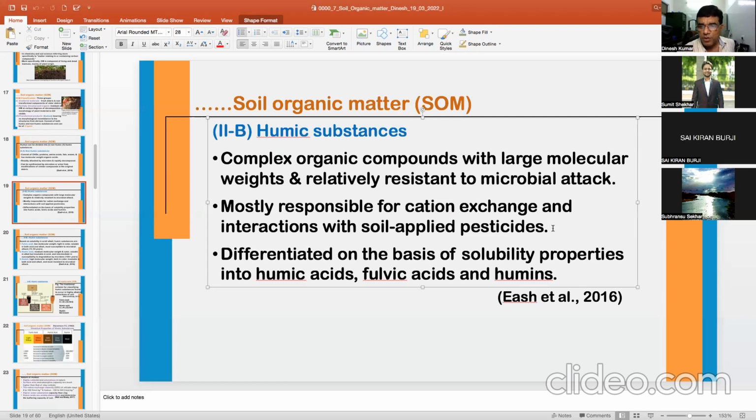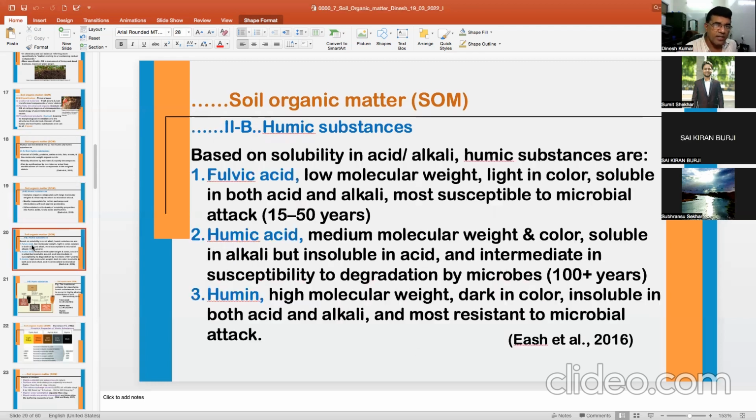Humic substances are differentiated on the basis of solubility properties. They are three in number: humic, fulvic, and humin. So based upon solubility, they are categorized into three: fulvic acid, humic acid, and humin. What are the differences in these three?